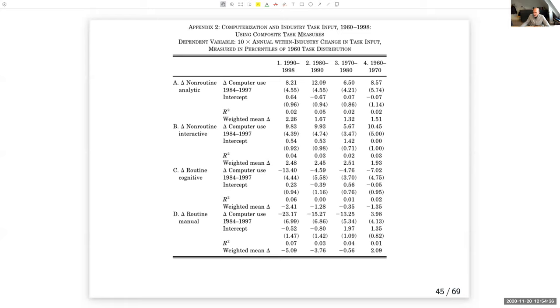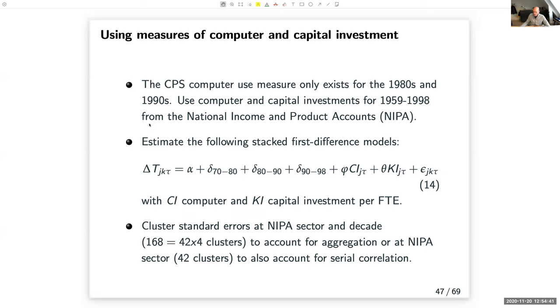Employing contemporaneous measures of computer and capital investment. So as I said, one difficulty is that the CPS computer use measure only exists for the late 80s, 90s. And using that on the right-hand side and having some change on the left-hand side that's happening in the 60s, 70s might not be ideal. So what you can do is find measures of computer and capital investments that go back further in time, from 1959 onwards, from the NIPA, the National Income and Product Accounts. And this is now just stacked differences, so stacked first difference models.